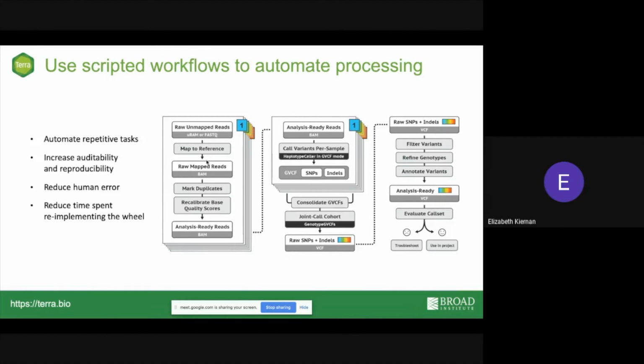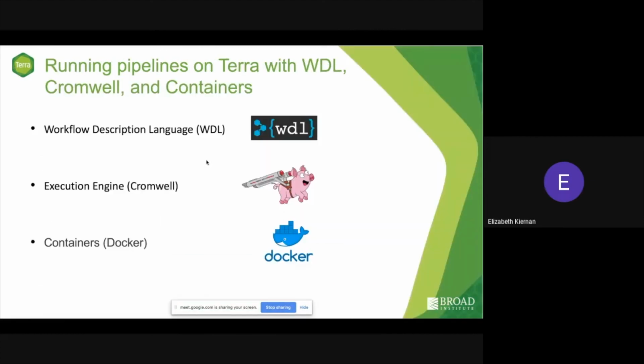Terra uses a couple of pipelining products that assist with this automated processing. So I'm going to take a few minutes to go into those products. The first one is WDL, a workflow description language. The second product is Cromwell, an execution engine. And the third one is Docker containers. So we're going to go a little bit more into each of these products.